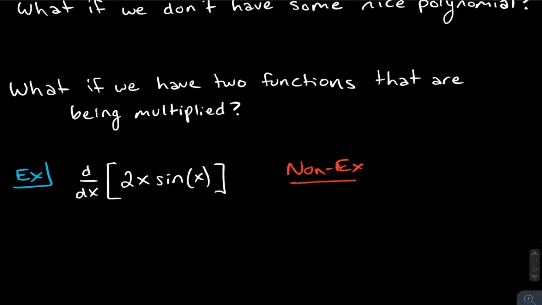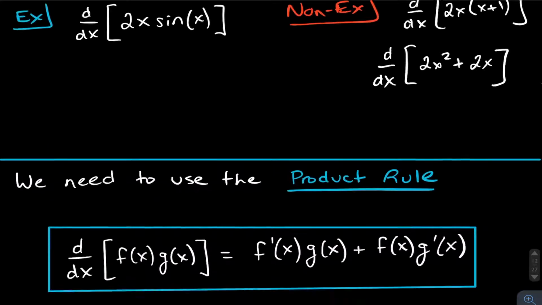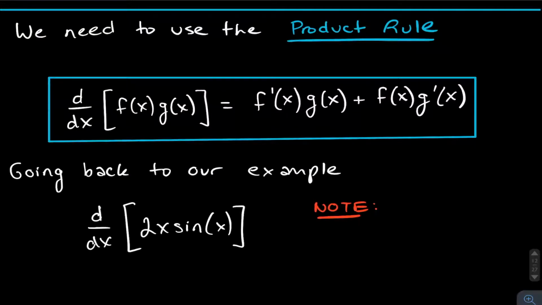I'm not talking about taking the derivative of 2x times x plus 1, because you could just multiply that 2x through. You could say it's the same thing as taking the derivative of 2x squared plus 2x, and it is. That doesn't work for sine of x. You can't distribute 2x through sine of x, if that makes any sense. So we need to use the product rule for this.